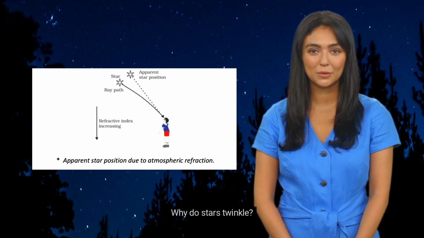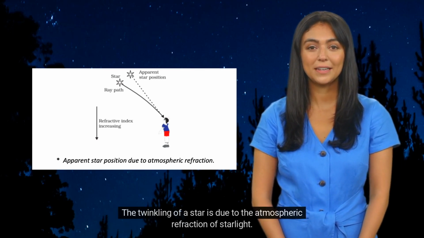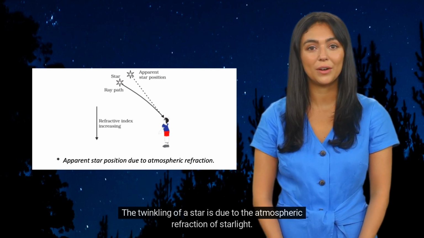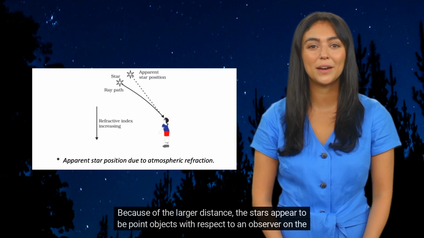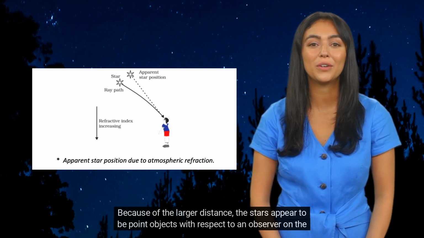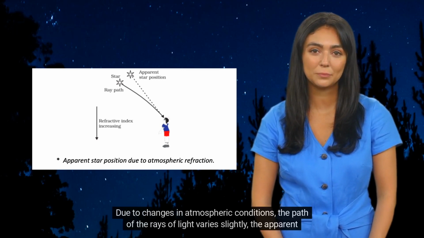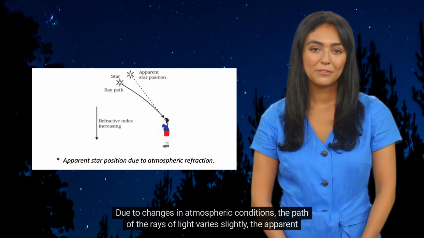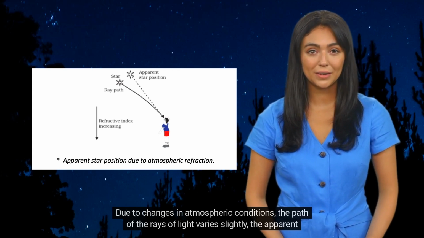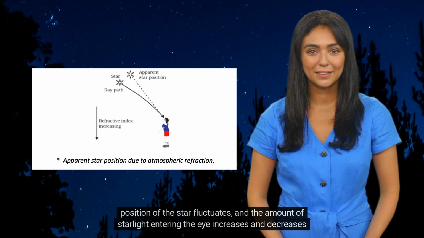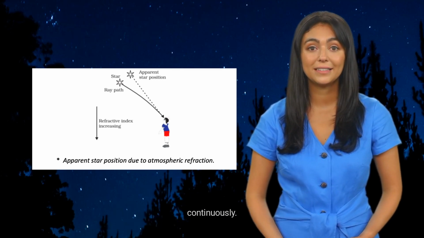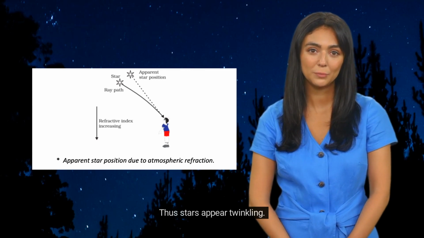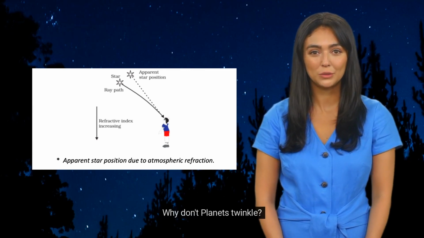Why do stars twinkle? The twinkling of a star is due to the atmospheric refraction of starlight. Because of the larger distance, the stars appear to be point objects with respect to an observer on the Earth. Due to changes in atmospheric conditions, the path of the rays of light varies slightly, the apparent position of the star fluctuates, and the amount of starlight entering the eye increases and decreases continuously. Thus, stars appear twinkling.